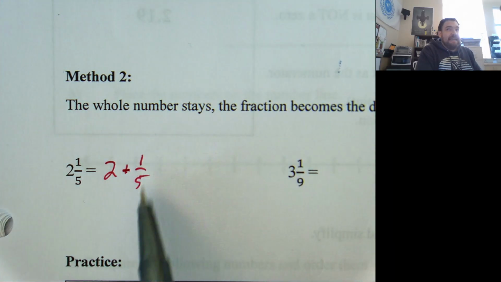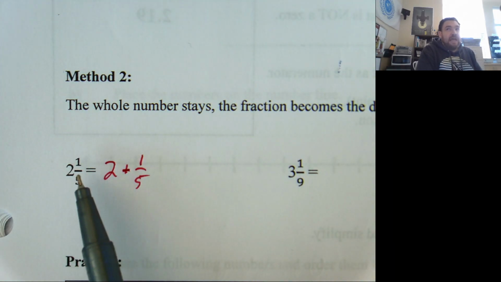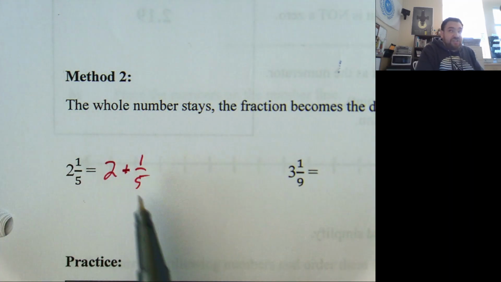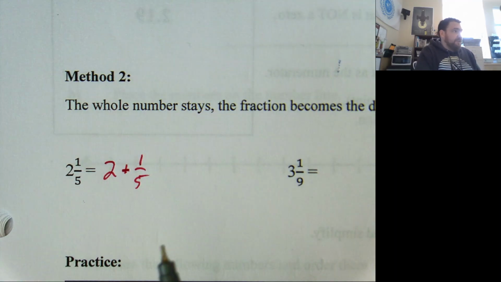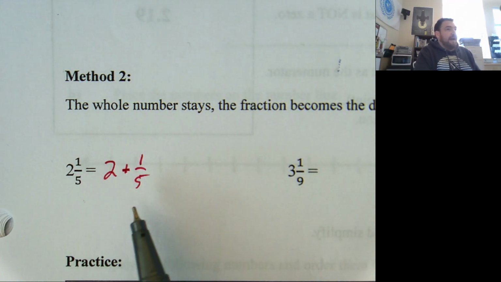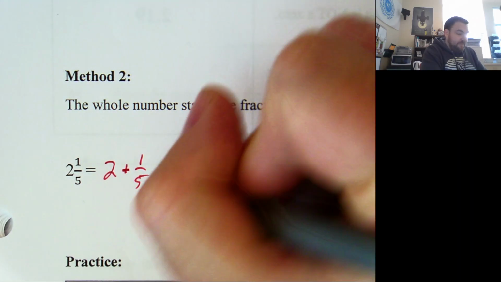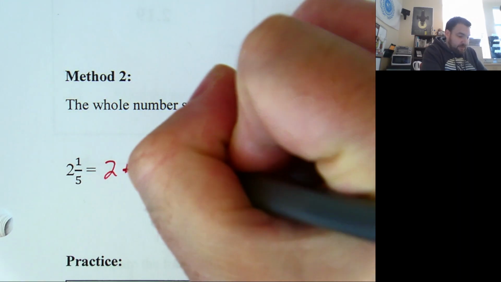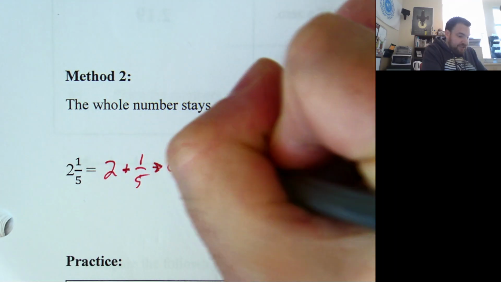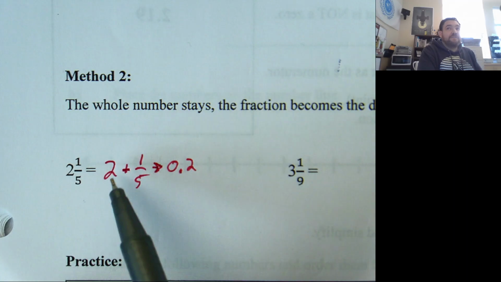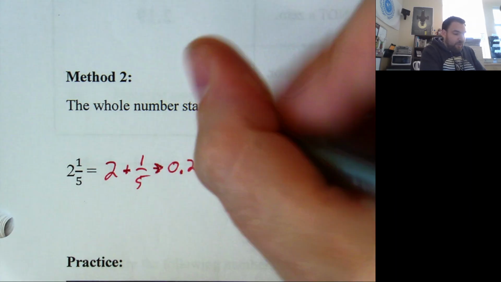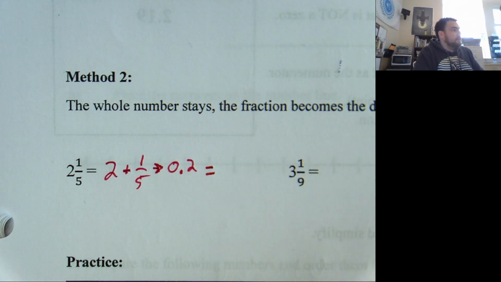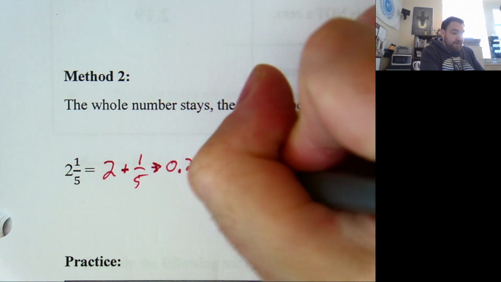If I want to convert this to a decimal, I can leave the whole number alone and just look at the fraction piece. 1 over 5 was one of those ones I told you would be easy to memorize, or we can just go straight to the calculator. 1/5 is 0.2. So if I have 2 plus a fifth, that's going to be 2 plus 0.2, which is going to give me 2.2. Thanks, Garrett.